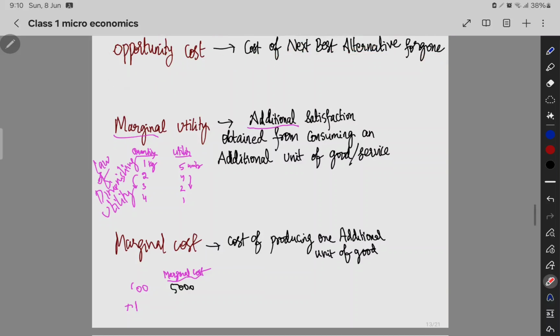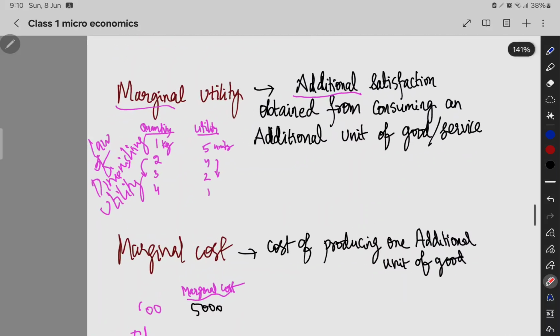What is marginal utility? Marginal utility is the additional. Marginal आता है तो additional याद रखिए. Marginal utility is the additional satisfaction obtained from consuming an additional unit of goods or service, that's all. Marginal utility is the additional satisfaction obtained from consuming an additional unit of goods or service.